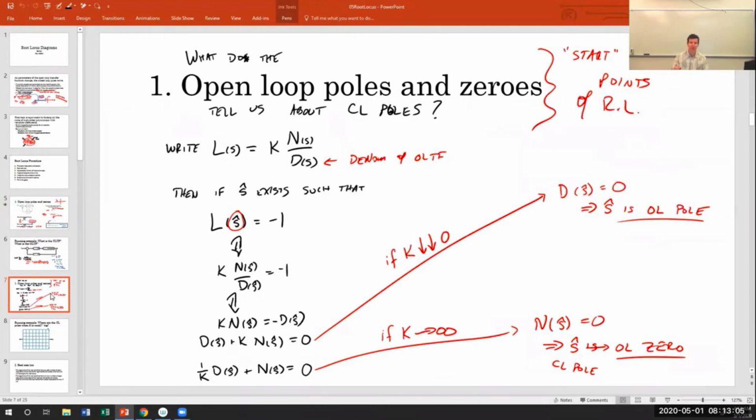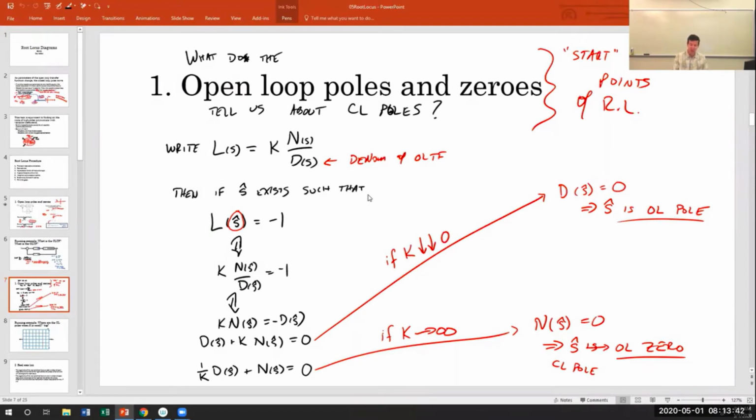The very first glimpse we're going to get at where the closed loop poles can be as K changes is from the argument presented on this slide. The question was, what do the open loop poles and zeros tell us about the closed loop poles? If you break up the open loop transfer function as a numerator polynomial and a denominator polynomial, then the S's that make N of S 0 we'd call open loop zeros, and the S's that make D of S 0 we'd call the open loop poles, because they are the zeros and poles of the open loop transfer function.